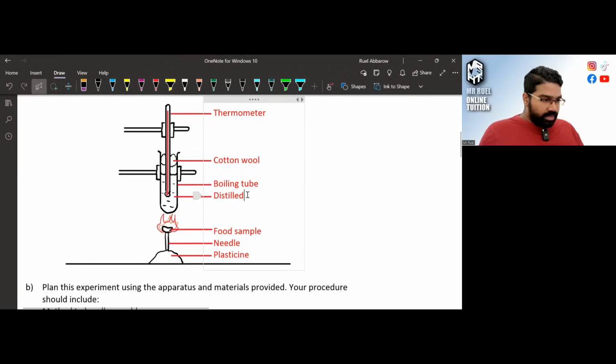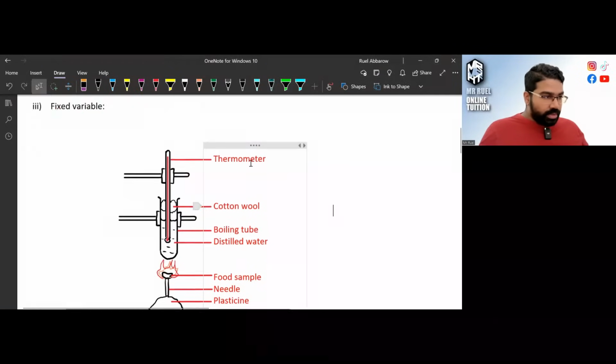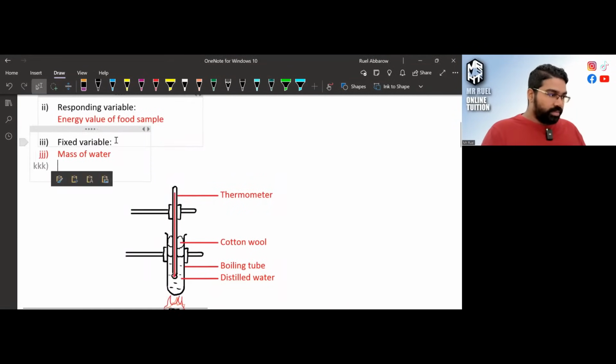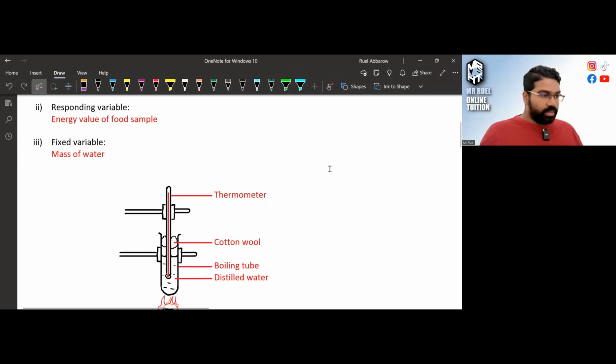Okay, so you can see we have distilled water inside the boiling tube. So what we are going to keep constant in this experiment is the mass of that water. Right, the mass of water that we use must be fixed.